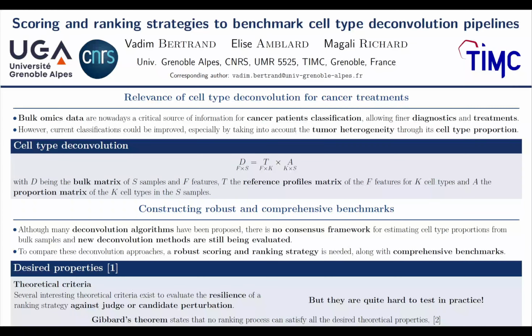Tumor characterization is an important topic for the team, and that's why we are interested in cell-type deconvolution. Current cancer classifications only consider the most abundant cell type of the tumor and thus do not account for the intra-tumor heterogeneity. To tackle this, we can estimate the tumor cell type proportions from bulk omic data using deconvolution techniques. That is, estimating the proportion matrix A given a bulk matrix D and an optional reference profile matrix T.